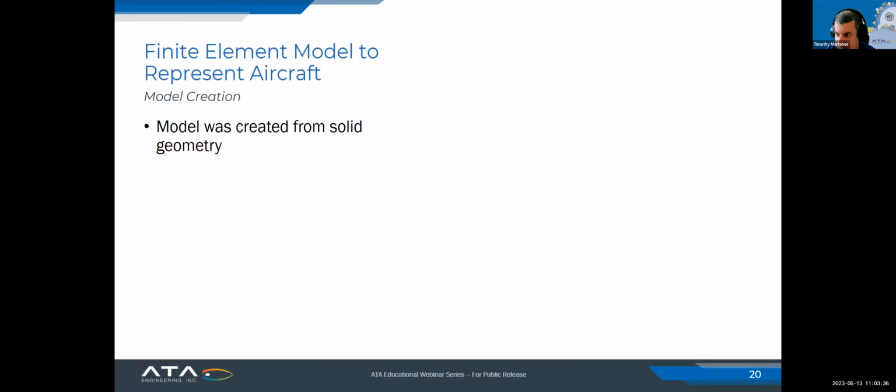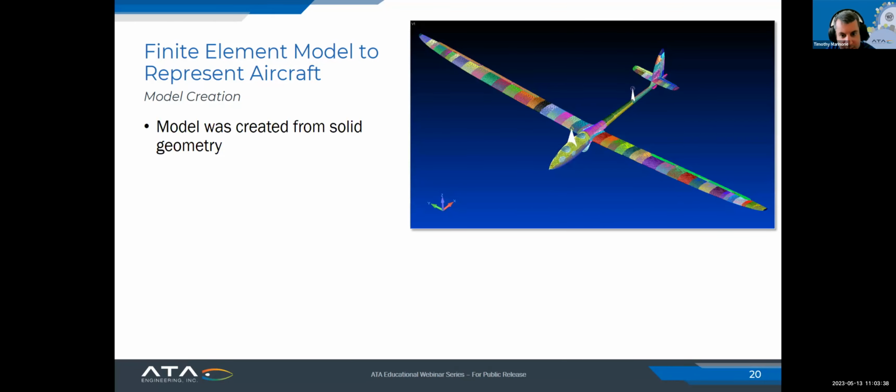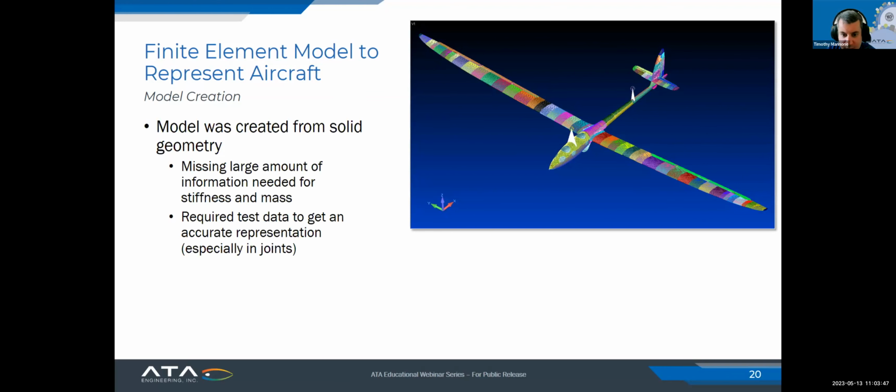So we took that solid geometry and converted it into a finite element model. Of course, you would love for that to be seamless, but inevitably you find that there are issues. We immediately noticed a significant amount of missing information, especially with the stiffness and mass.